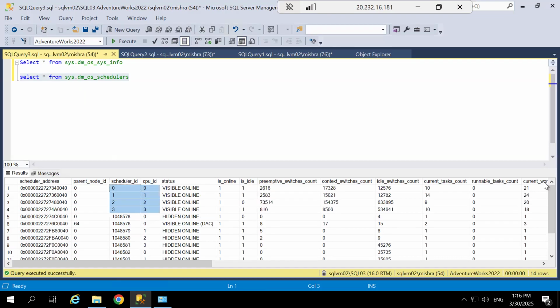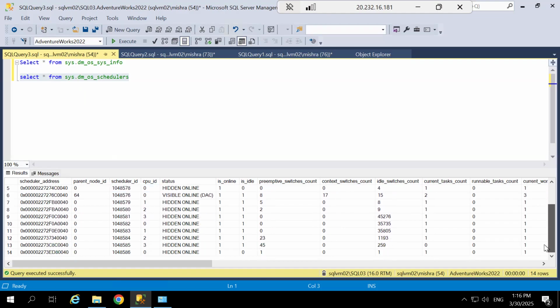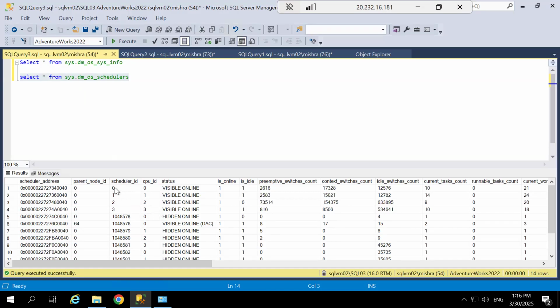So that's why the count was showing 13 or 14, correct? Apart from that, all user schedulers are always visible and online.